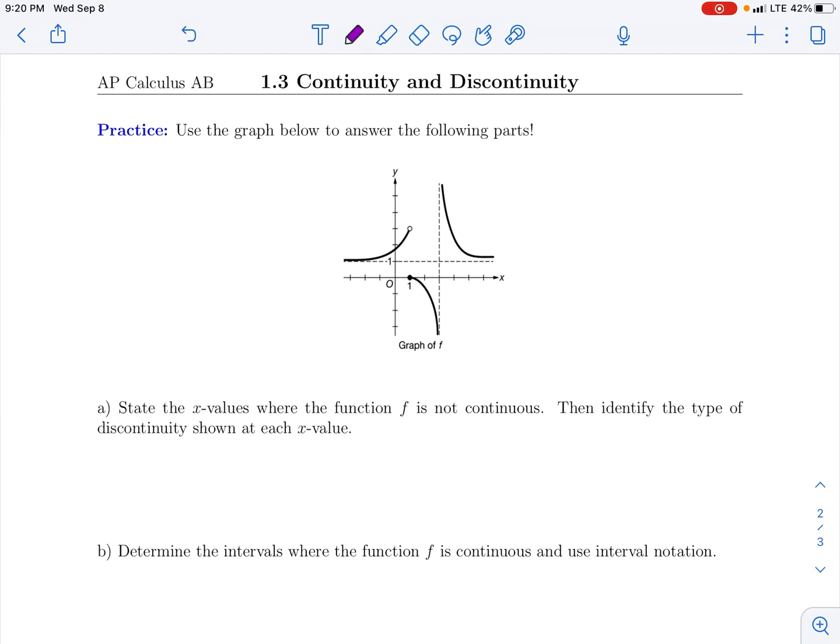Okay, so now looking at this, if you were to physically draw this graph, and I'm going to trace it so you can kind of visualize it here, I see that I don't have to pick my pen off the paper until I get here at x equals 1, right? So I know that the function is not continuous at x equals 1.